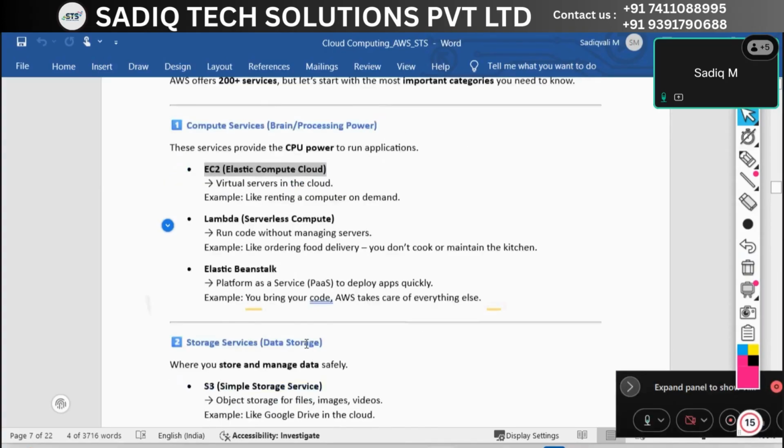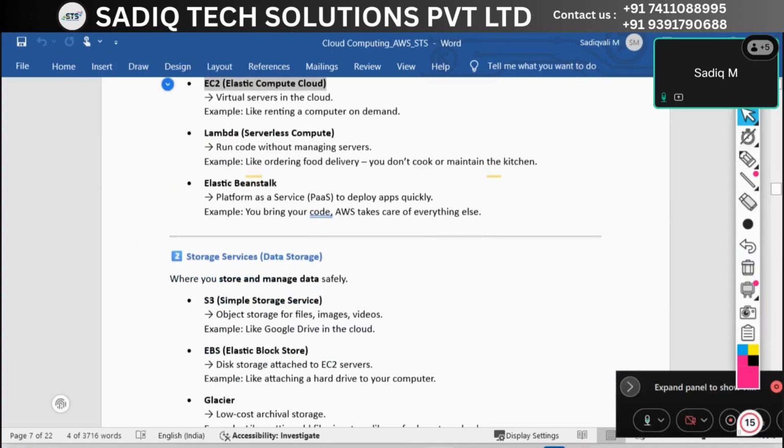Suppose you want to have a huge amount of data. You want to store that data in some secure place. Then you have to opt for a storage service. It can store files, images, videos, like Google Drive in the cloud. Example, that is S3, Simple Storage Service. This is also available in AWS.